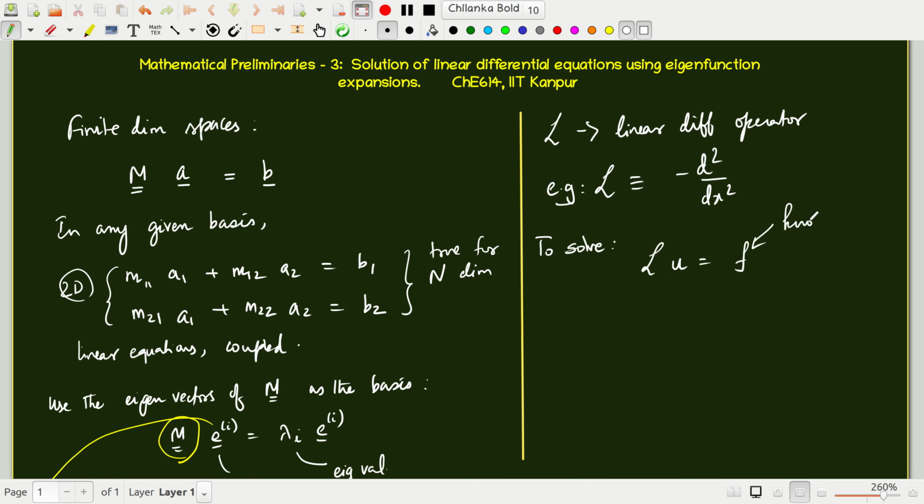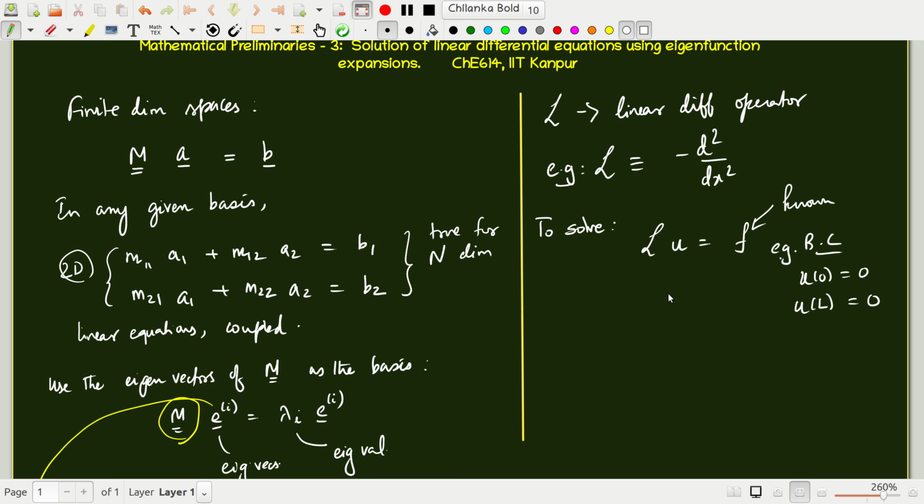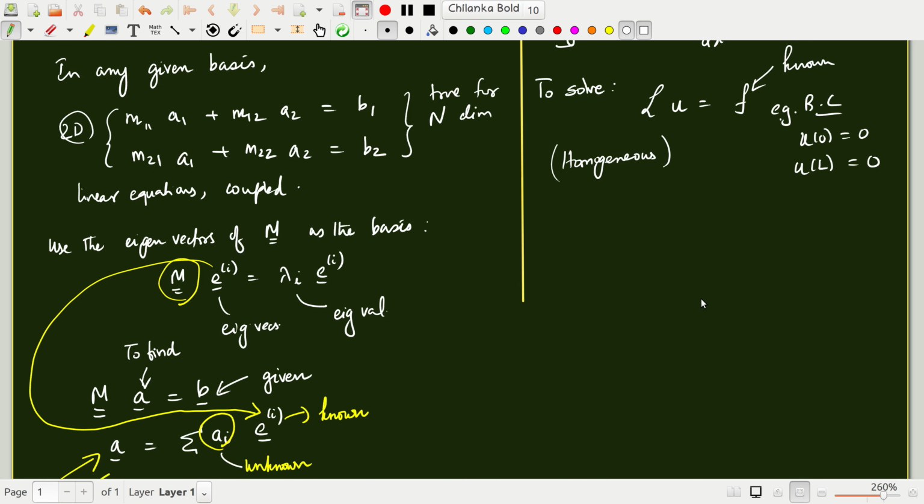This is known, and with some boundary conditions, u of 0 is 0, u of L is 0, something like that, for example. The key idea is that the boundary conditions need to be homogeneous. We can tackle inhomogeneous boundary conditions, but I will not get into that. You can use the notion of linearity and superposition to solve inhomogeneous boundary conditions as well, but let's not spend time on that in this particular course.